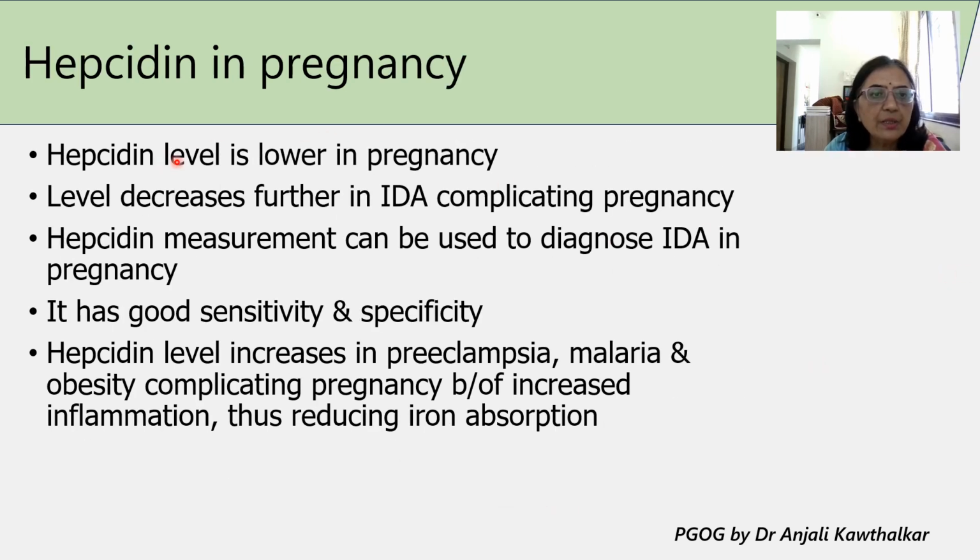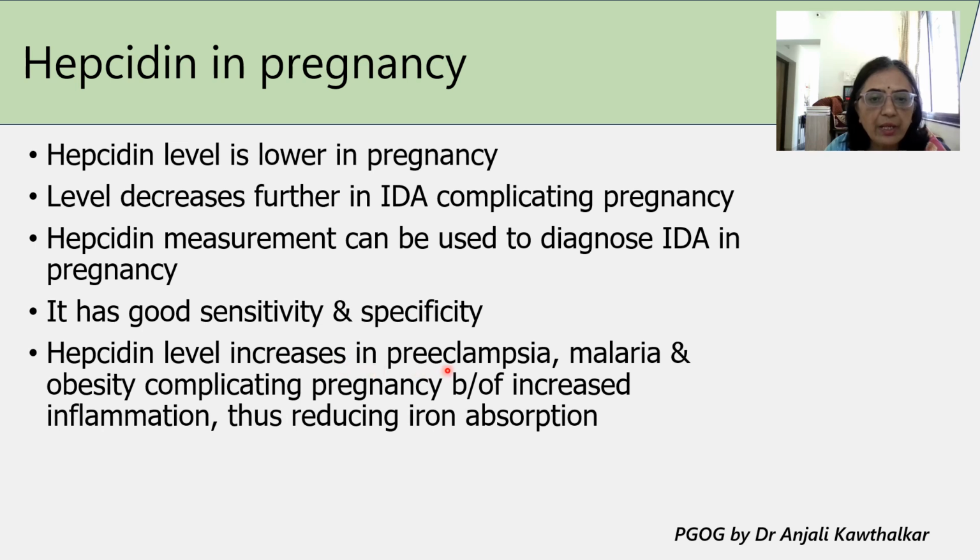In pregnancy, the hepcidin level in a normal pregnancy is lower than in a non-pregnant woman. The level decreases further in iron deficiency anemia complicating pregnancy. Hepcidin measurement can be used to diagnose iron deficiency anemia in pregnancy, and it is being used at present in the research scenario. It has good sensitivity and specificity.